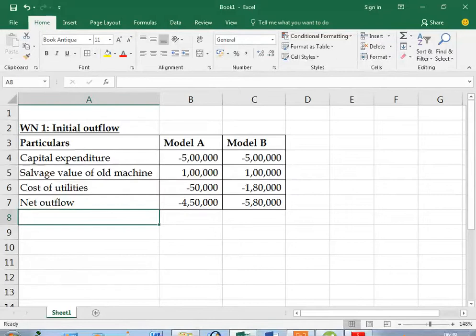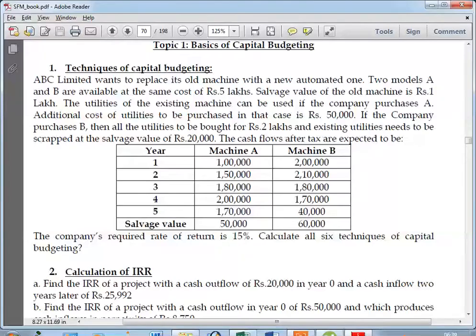Any doubts on the net outflow figure? Okay, now please listen. The first calculation is your outflow, which is already done. The second calculation is for inflow. What am I going to receive every year? In this question, it is readily available. The cash flow after tax are expected to be year 1 1 lakh, year 2 1 lakh 50, year 3 1 lakh 80. So that's readily available information. I am not going to spend time on calculating cash flow. We'll understand how the 6 techniques work. A major chunk of our problems will focus on calculating cash flow. This problem focuses on getting the techniques.